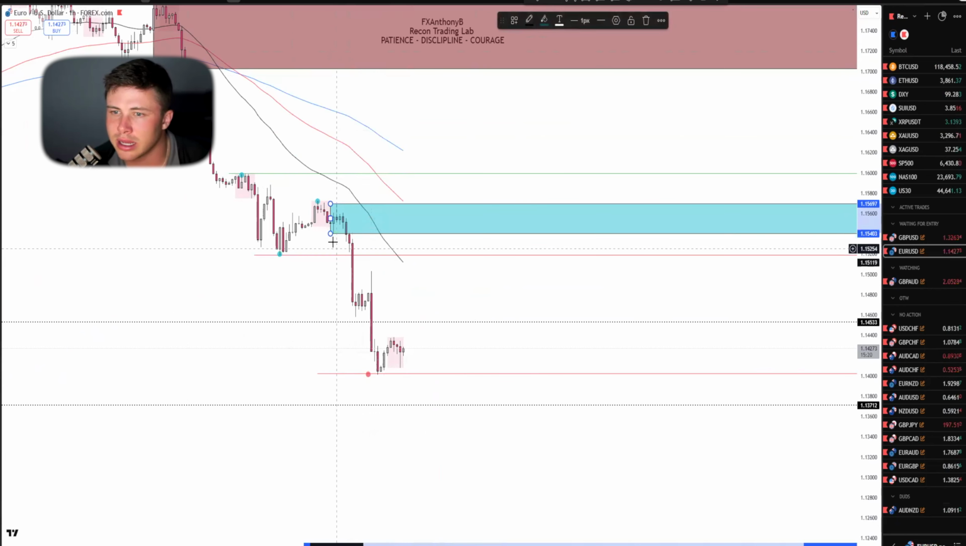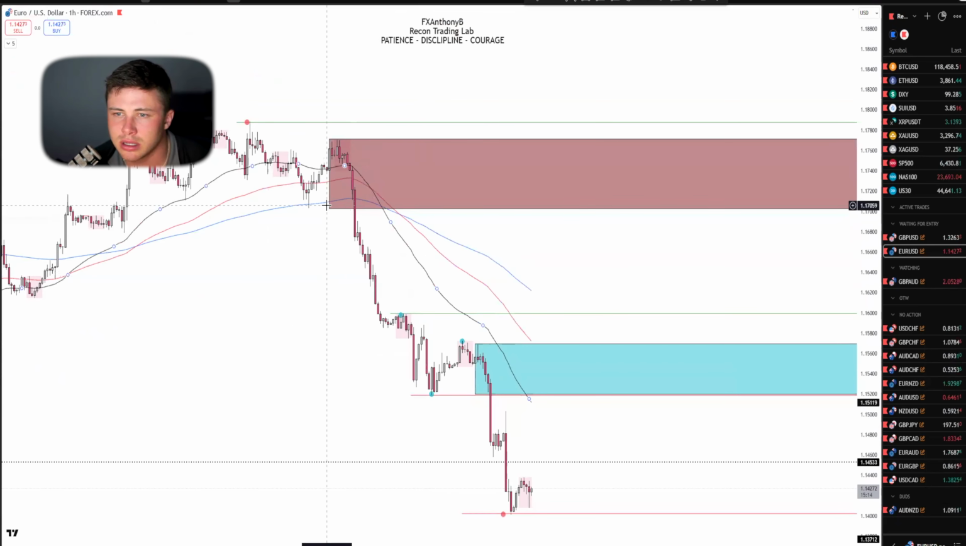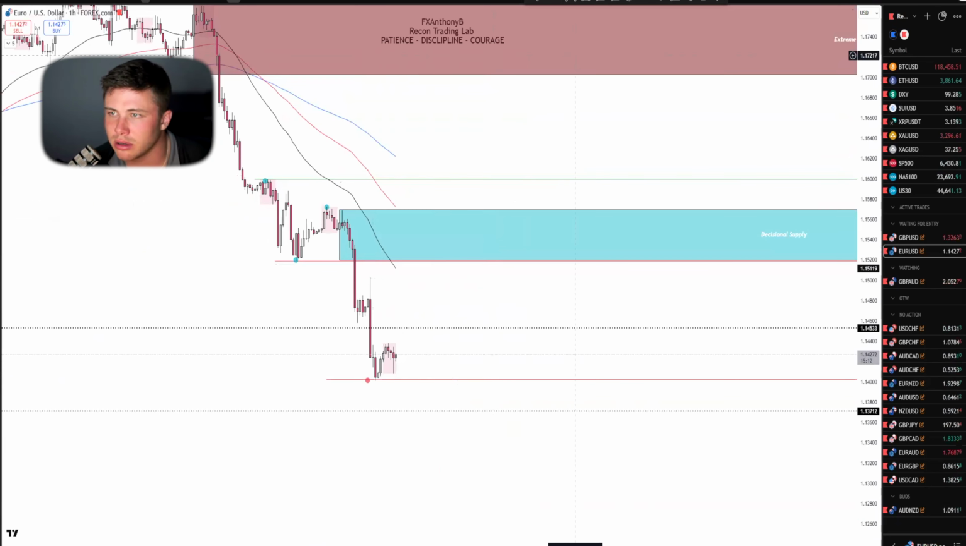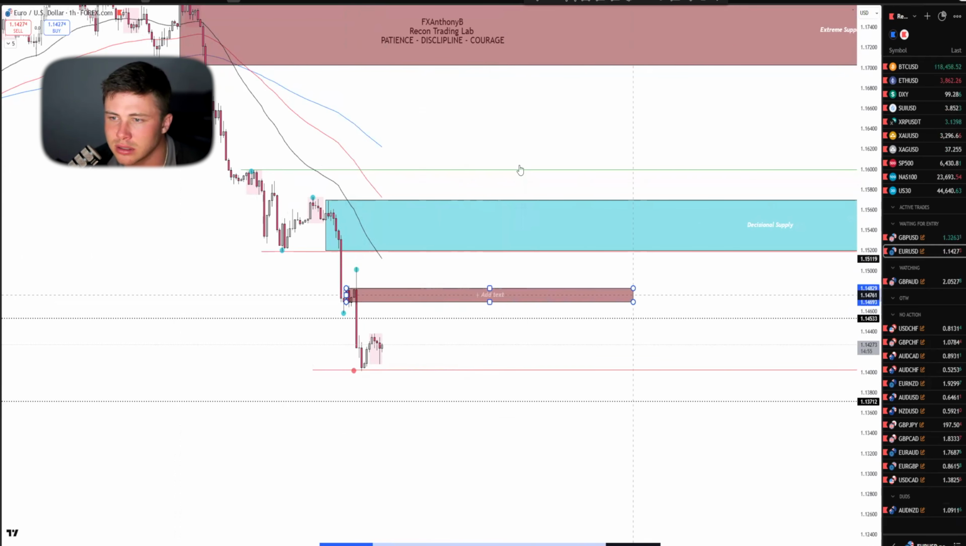And then actually, I do like this full thing like that. I'm gonna keep it. And then I'm gonna keep that as well. So once again, we have our internal structure like that. Extreme high, external low on the 1 hour. This could be a decisional area.